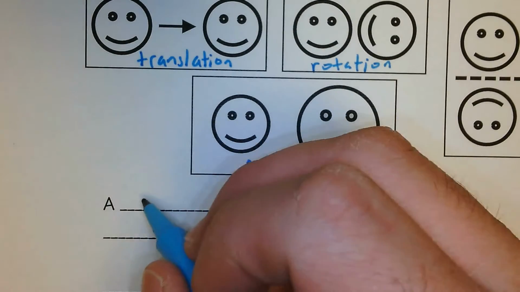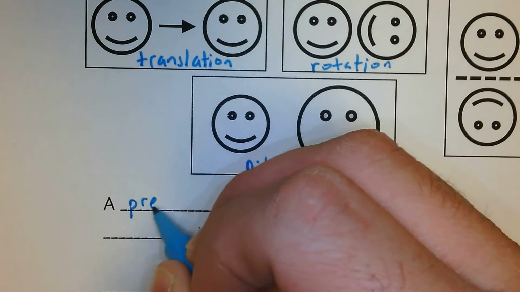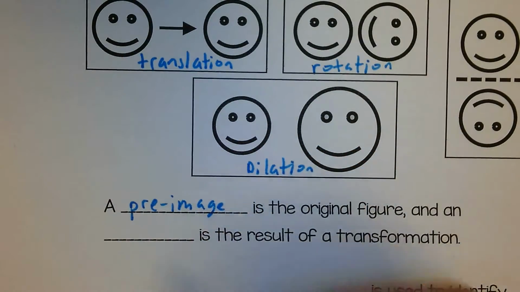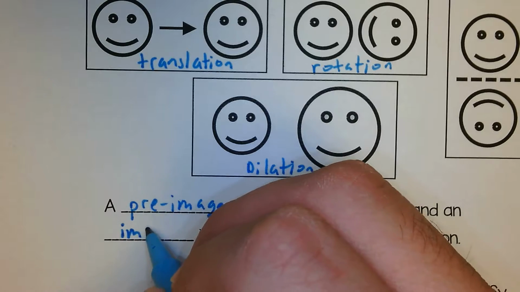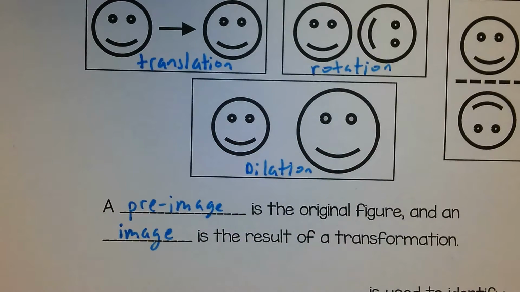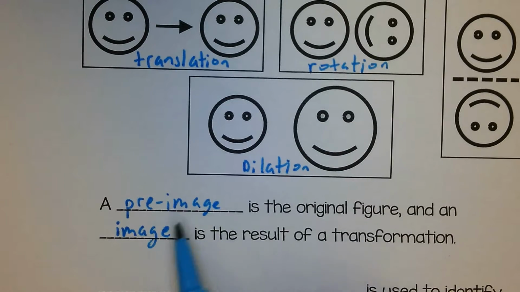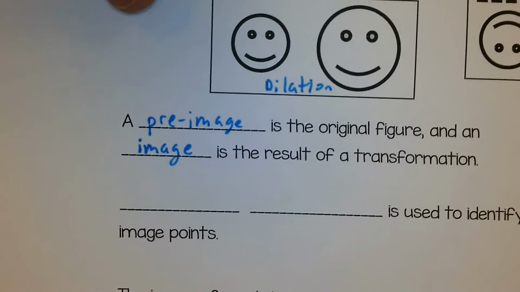Okay, a pre-image is the original figure, and an image is a result of a transformation. So pre-image is the image we start with, image is the image we get after the transformation has occurred.